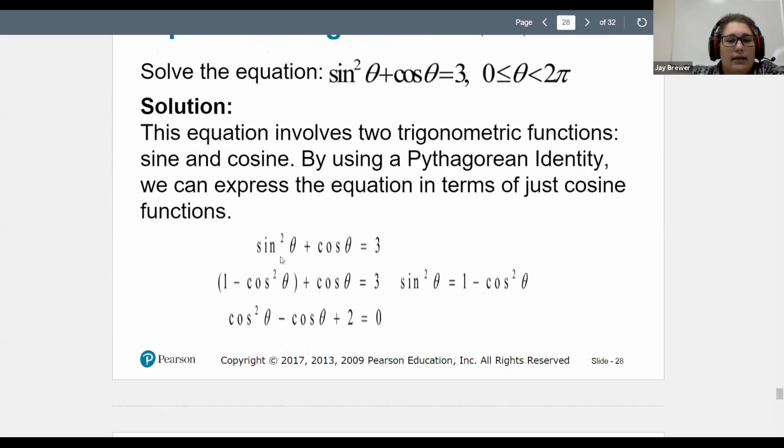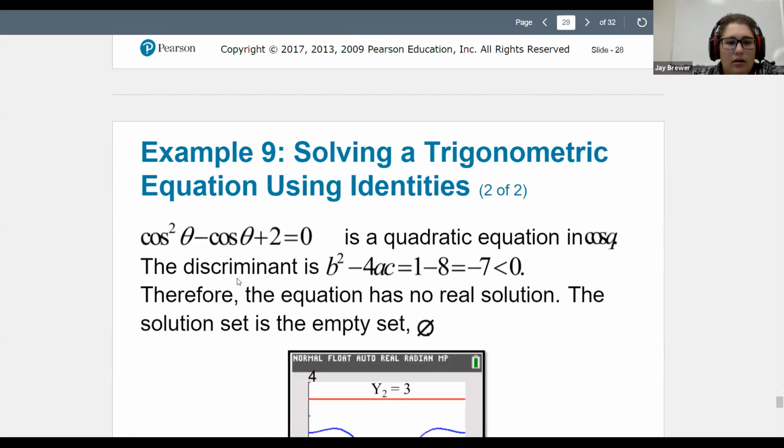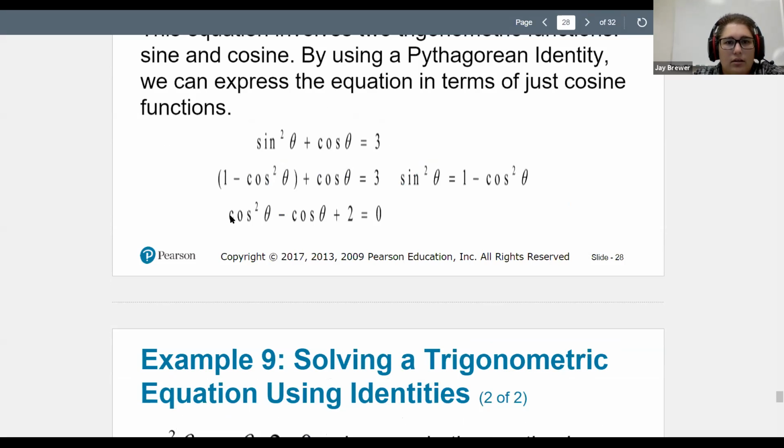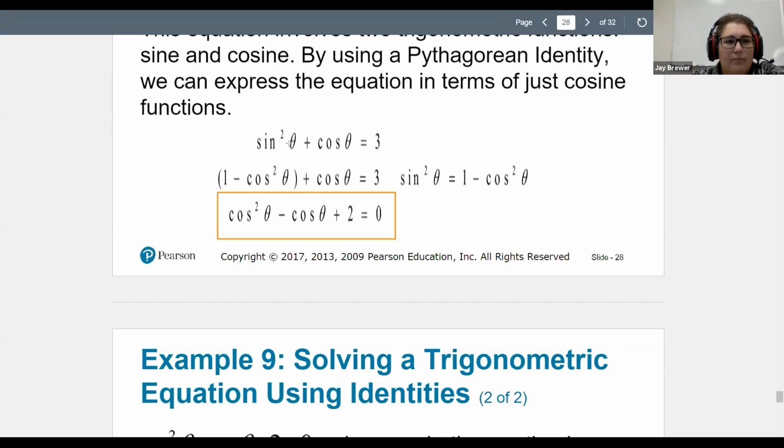So again, they chose to rewrite for cosine. So 1 minus cosine squared theta plus cosine theta equals 3. They've rearranged. And then what does this look like? How do they apply the Pythagorean theorem to the equation? So they've replaced sine squared theta with 1 minus cosine squared theta. Okay. And then they simplified.